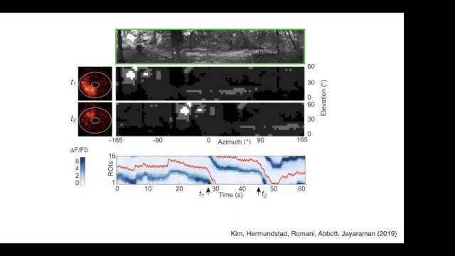And you can see that here, where in blue, this is a tracing of where in the ellipsoid body ring the bump of activity was. And then the red is just tracking some arbitrary location in this picture. And you can see they track each other really quite well. So that's the fly's compass system.